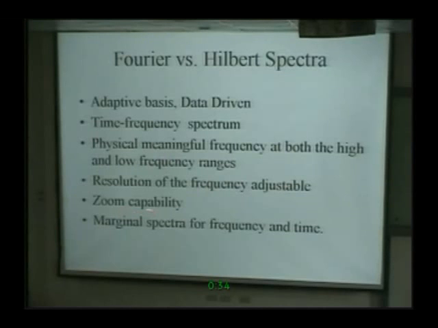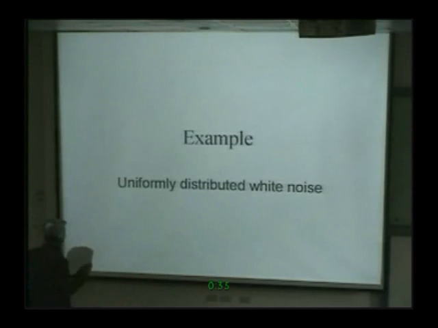And we have zoom capacity and marginal spectrum for frequency and for time. We can find the marginal spectrum for frequency and marginal spectrum for time. So you can integrate over all the time, you get a frequency marginal. Integrate all the frequency, you get a time marginal. So we have this freedom of choice. Now, an example.